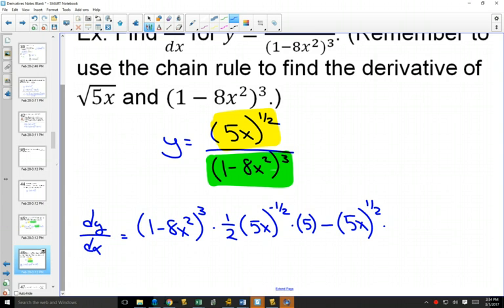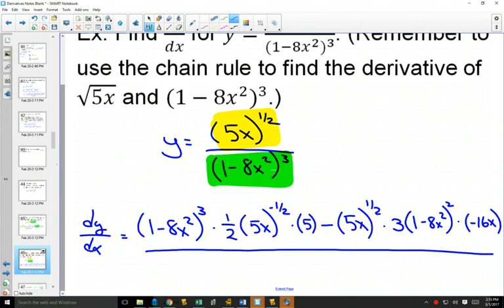Again, we have a function inside of a function. If we look at that bottom function, the outside function is the power of 3. So we would do that first, bring the 3 out in front, keep the inside the same, subtract 1 from the exponent, and then multiply by the derivative of the inside, which will be negative 16x. All over the bottom squared. So if I have something cubed and I square it, it'll become to the power of 6.